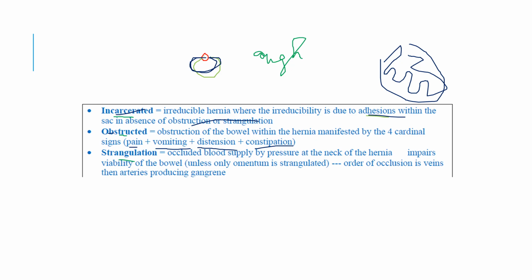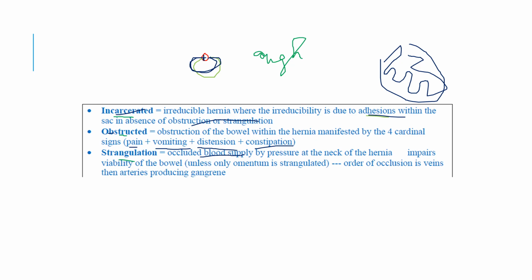Now, what is strangulated hernia? Like an obstructed hernia which has now also compromised its blood supply. Occluded blood supply by pressure at the neck of the hernia. So this is the neck. The narrowest portion is the neck. At the neck, there is compromised blood supply, which impairs the viability of the bowel. That is what is called strangulation.